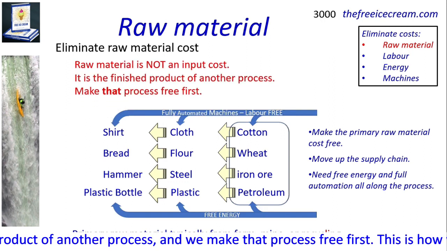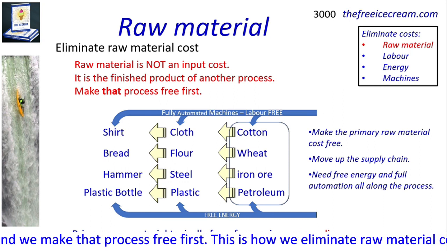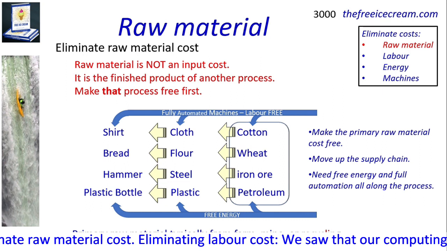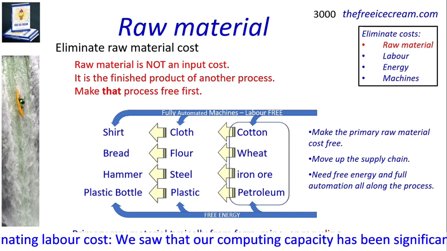So, strictly speaking, raw material is not an input cost. It is the finished product of another process, and we make that process free first. And this is how we eliminate raw material cost.